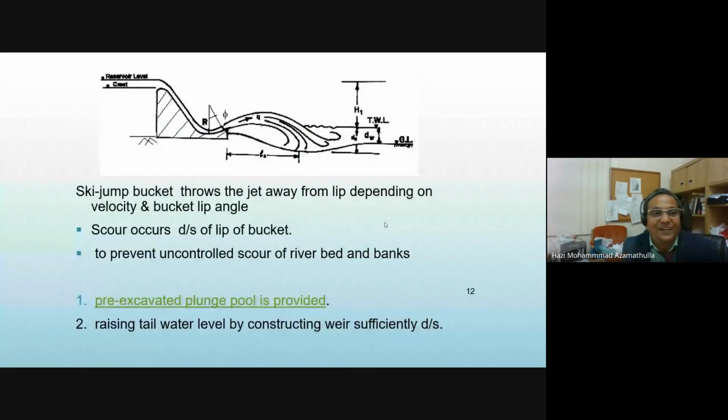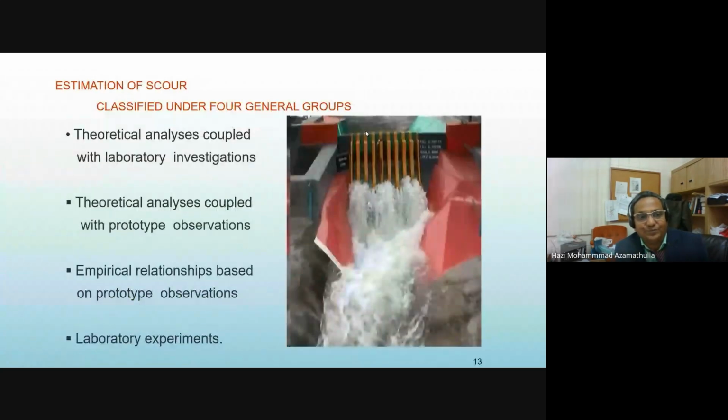The different researchers consider the reservoir level to tailwater level difference as the head, but in the case of Damle, he considers it until here. If you go and recheck, from the reservoir level to the lip level, he considers that as the head. This is the main difference. Which one is correct and how, we will see now.